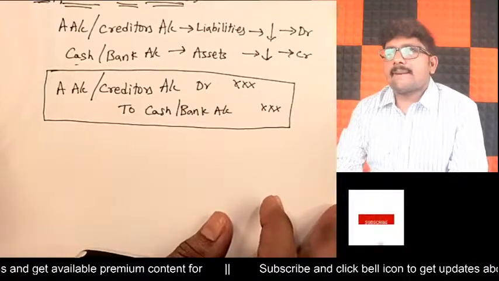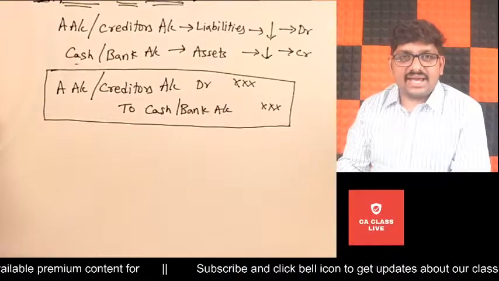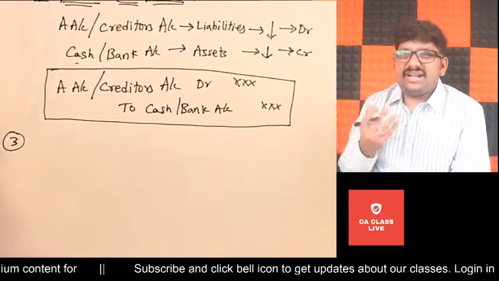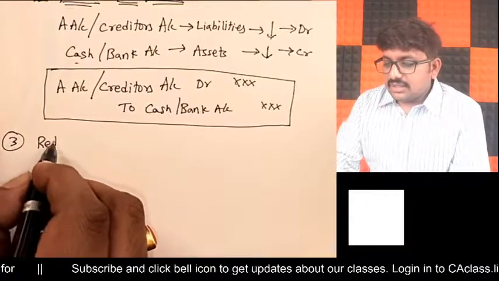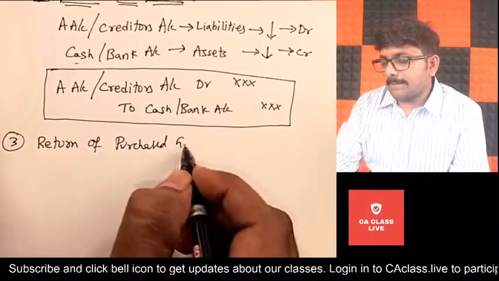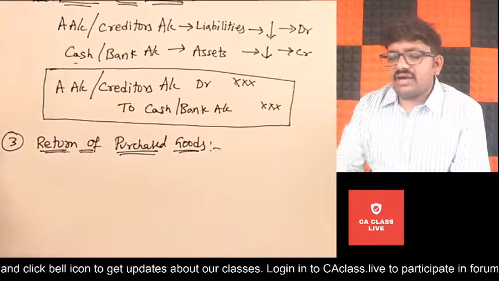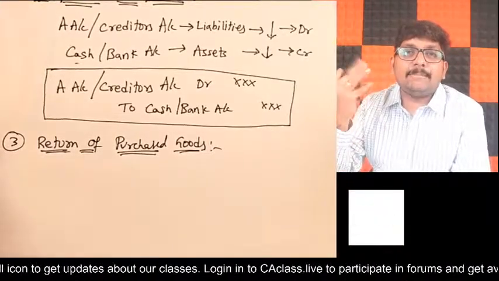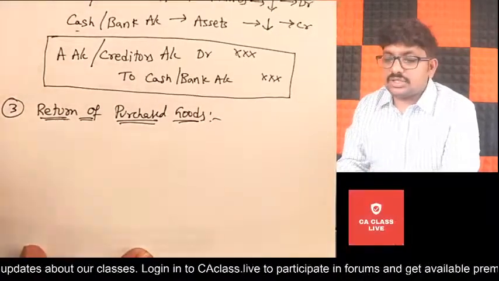Now in this regard, friends, two transactions discussed, right? Imagine I am returning the goods. That is my third transaction. I purchased the goods, but I did not like the goods, and I want to return them. So I will say: return of purchased goods. Whenever you have purchased the goods and now you are returning them back, what will be the journal entry, my dear friends?